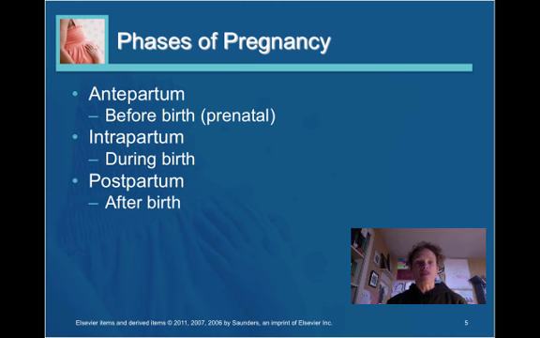So there are three phases of pregnancy: the antepartum, remember anti means before, so before birth or prenatal; intrapartum is during birth; and postpartum after birth.